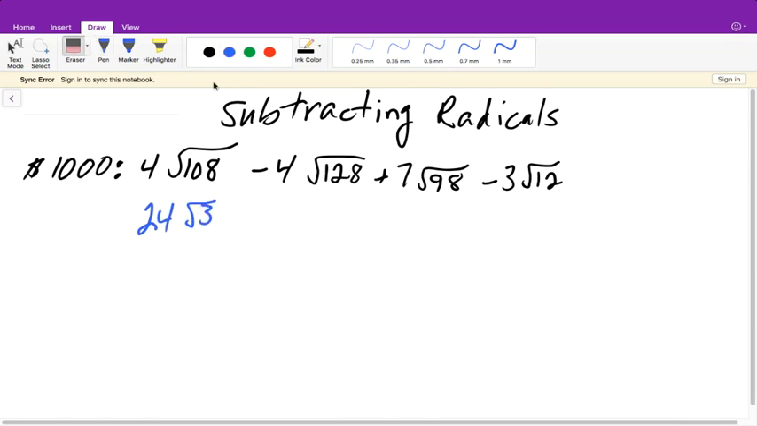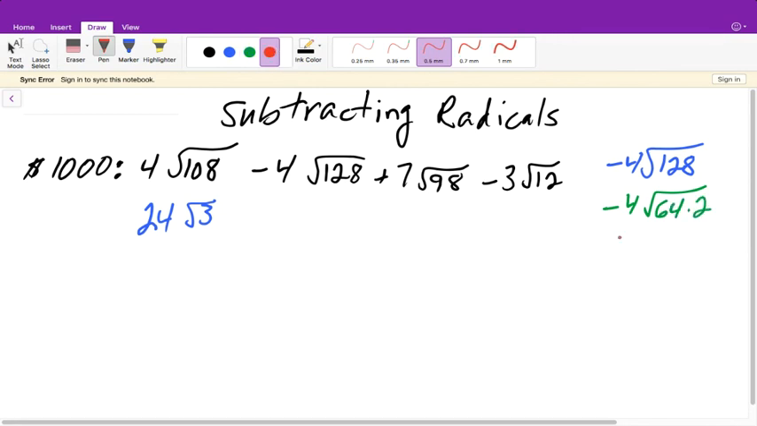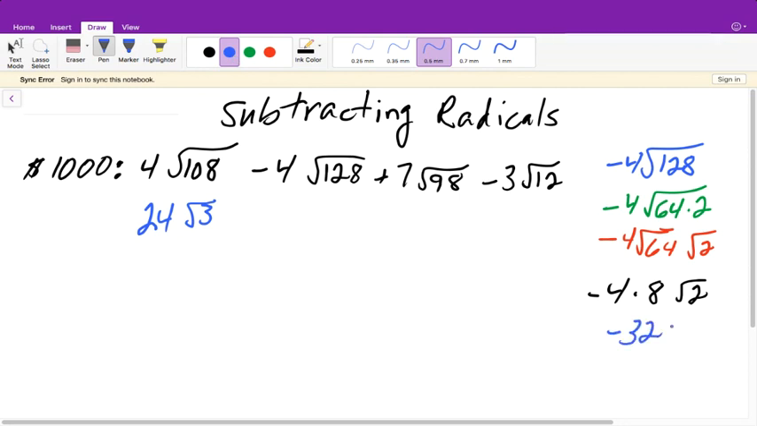All right, then the next one, it's minus 4 times the square root of 128. We did this one already in this video as well. We know 64 goes into it twice, so 64 times 2. We separate these, negative 4 times the square root of 64 times the square root of 2. Well, the square root of 64 is 8, so it's negative 4 times 8 times the square root of 2, which is then going to give me negative 32 times the square root of 2.